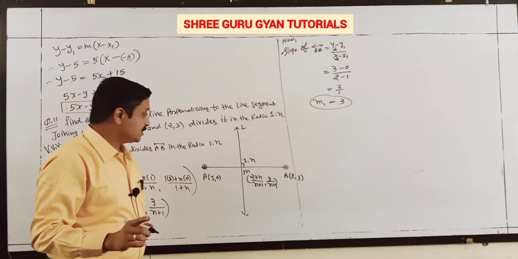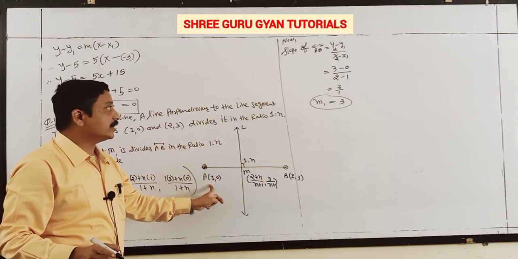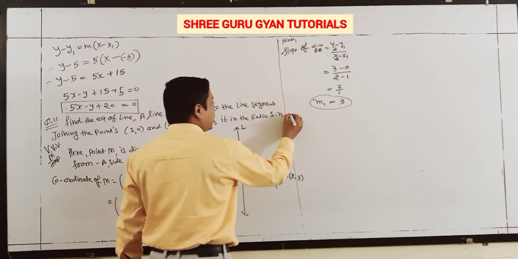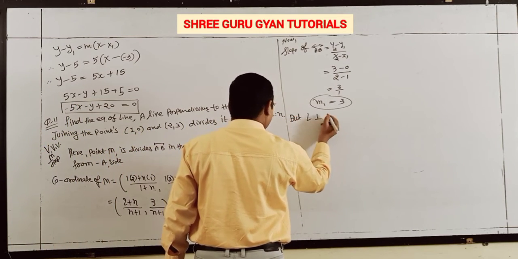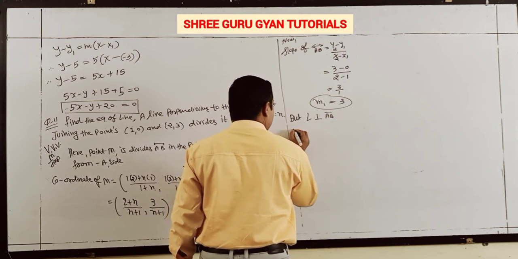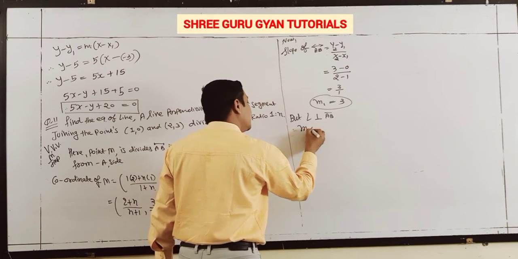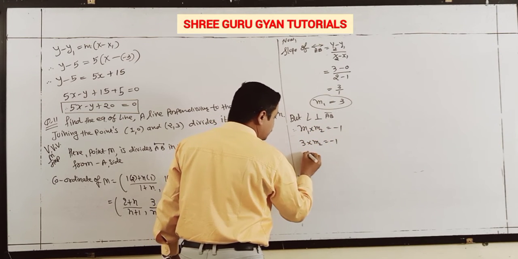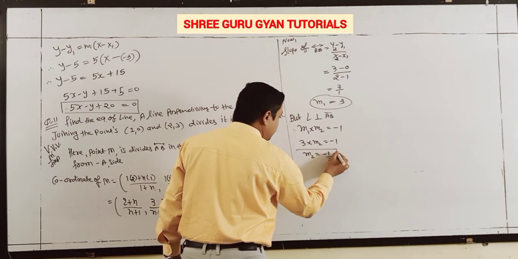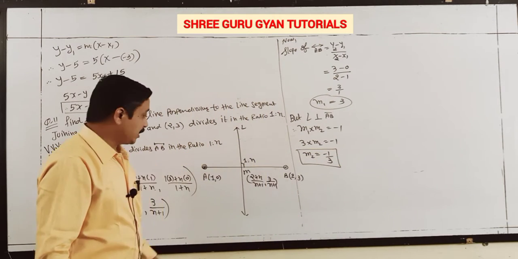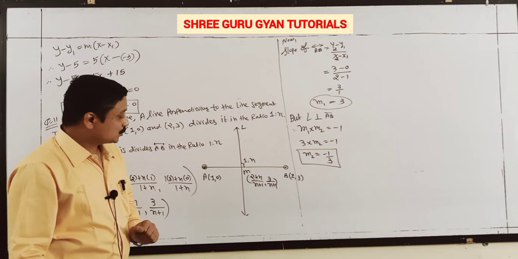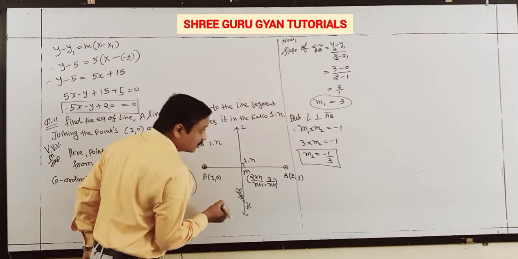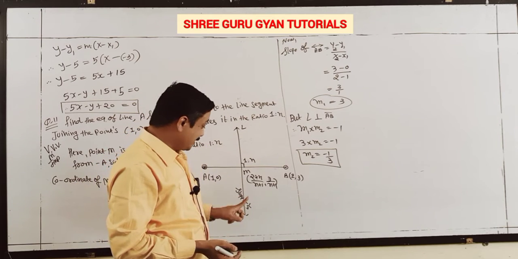But wait students, 3 minus 0 by 2 minus 1 gives 3 by 1, but line L is perpendicular to line segment AB. Therefore, by the known property, M1 times M2 equals minus 1, so 3 times M2 equals minus 1, and M2 becomes minus 1 by 3. So the slope is minus 1/3. Now the slope is ready.